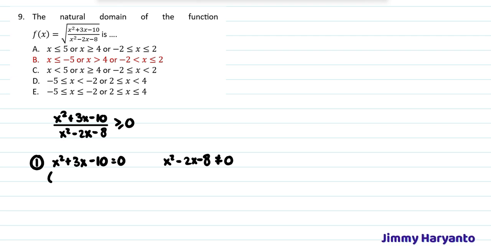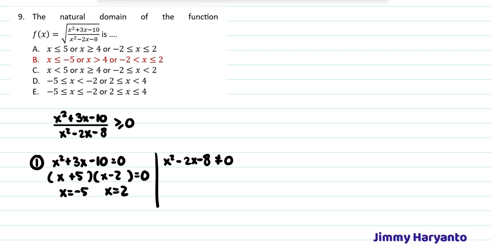Yeah, so for this one you have to factorize it. This one is x plus 5, this one is x minus 2. That means x equals to negative 5, x equals to 2. And then for this one you have to factorize also. If you cannot factorize, you can use a quadratic formula, negative b plus minus that one.